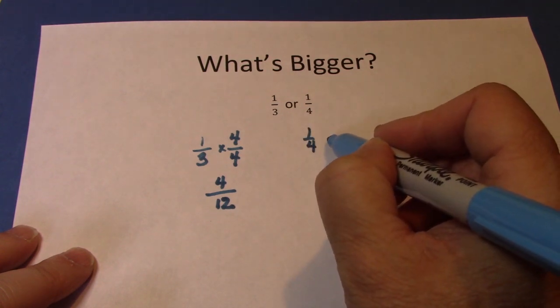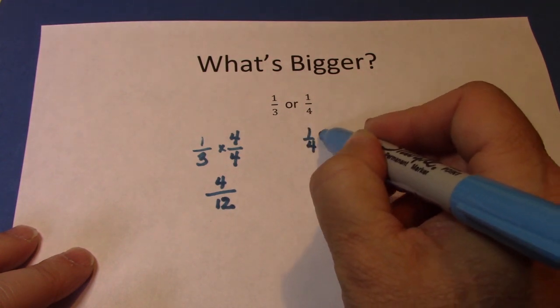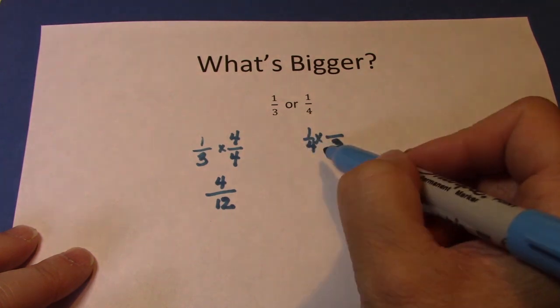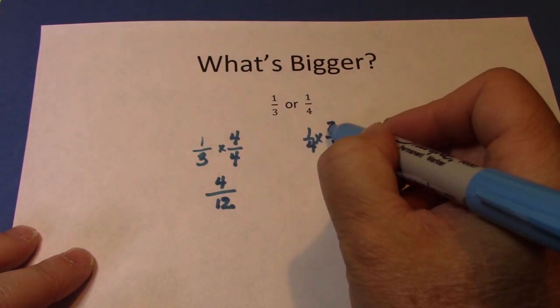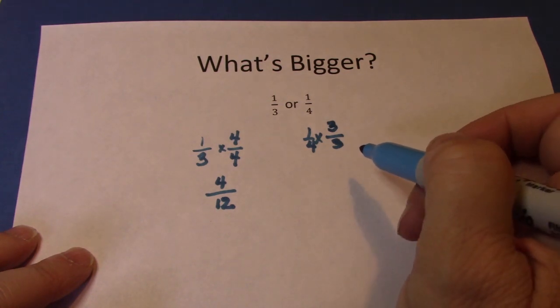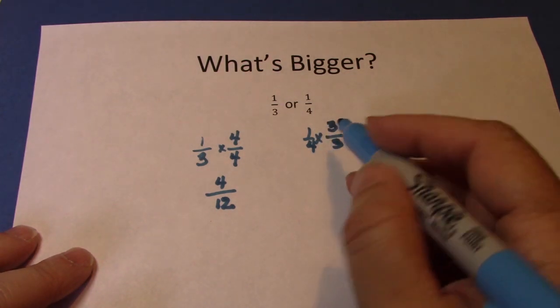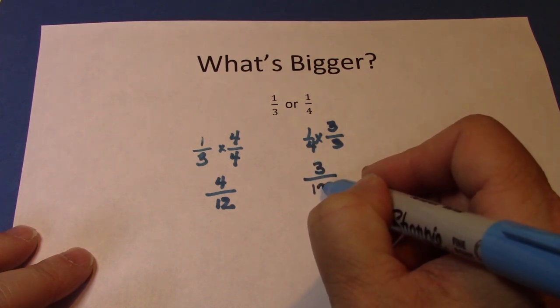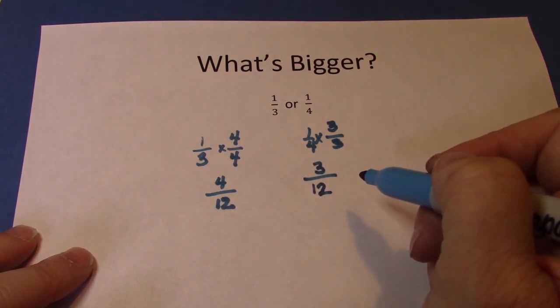1/4, we're going to change that to twelfths, because 3 times 4 is 12. We're really just taking the other denominator here. And I'm going to do it in the format of 1. 3 divided by 3 is 1. Multiply by 1, you change the format, not the value. 1 times 3 is 3. 4 times 3 is 12.